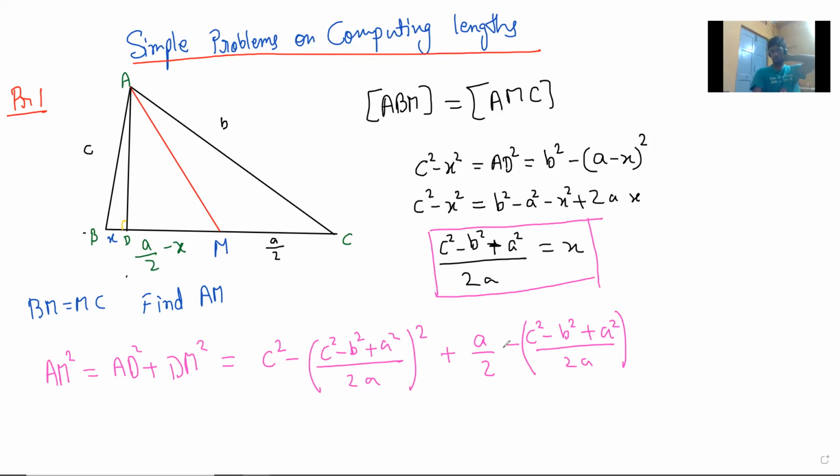Wait, this is wrong. From here, we have to take the square of this. Obviously this will simplify a lot, but is this what we get? Okay, so then you can simplify this, right? Simplify this, and so should we do that now? Let's do that. There's no problem. We should simplify that.